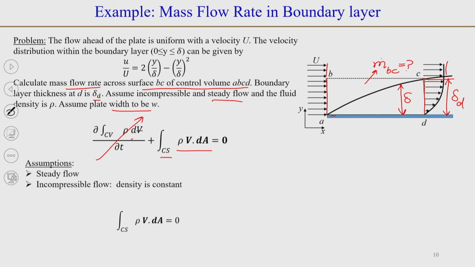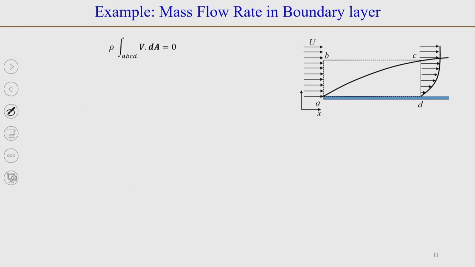So, we end up with this simplified equation: the integral of rho V dot dA over the control surface is equal to 0. We can take rho out of the integral because the flow is incompressible. Now, for this control volume A, B, C, D, we can expand and write down the V dot dA term over each part of this control surface.